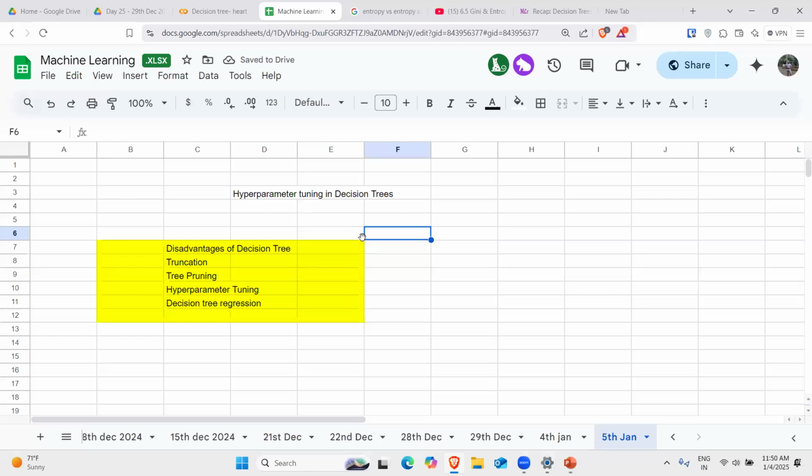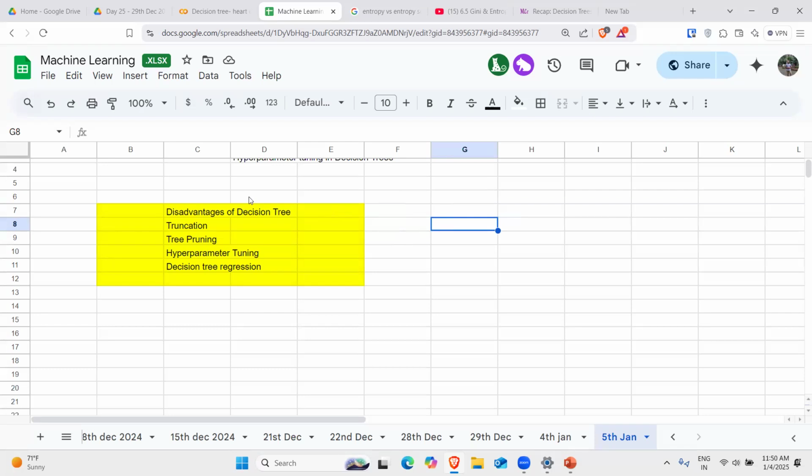Okay. So disadvantages of decision tree. As we already have discussed this, it is an overfitting model. What do you mean by overfitting, guys? What is overfitting? When the model learns the pattern and it performs well on training data, but when it's given unknown data, it does not perform well. Very good, very good.